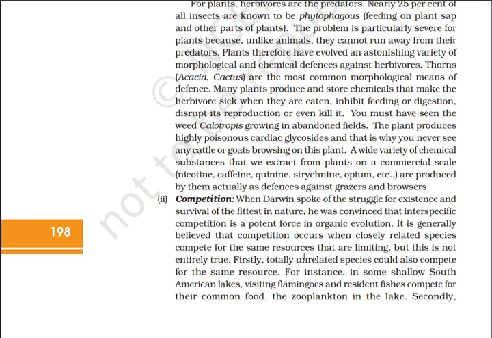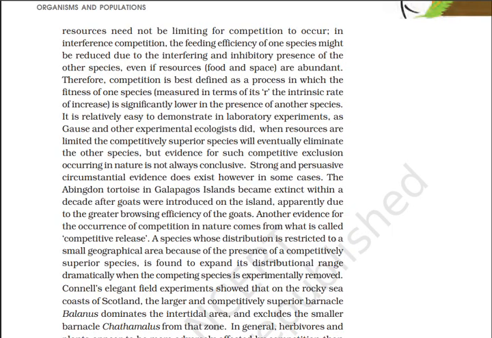Firstly, totally unrelated species could also compete for the same resource. For instance, in some shallow South American lakes, visiting flamingos and resident fish compete for their common food, the zooplankton in the lake. Secondly, the resources need not be limiting for competition to occur. In interference competition, the feeding efficiency of one species might be reduced due to the interfering and inhibitory presence of the other species, even if resources, food and space are abundant.